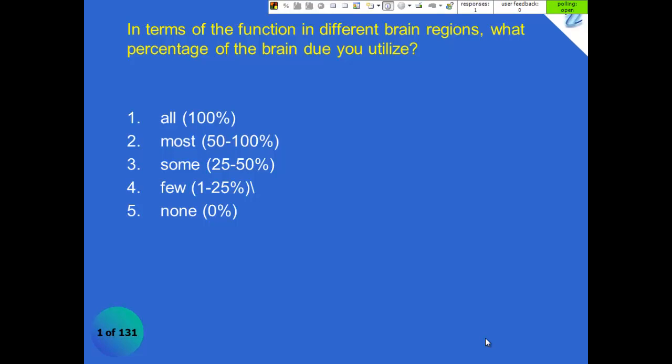In terms of the function in different brain regions, what percentage of the brain do you really utilize? Somebody always asks me this. They say, oh, Steve, what percentage of the brain do we really utilize? What do you think? Do we use all of it? Most of it? Some of it? Few of it? None? Hopefully you don't choose none, because that would mean you're dead, right? You're not using anything. You heard the term brain dead, right?